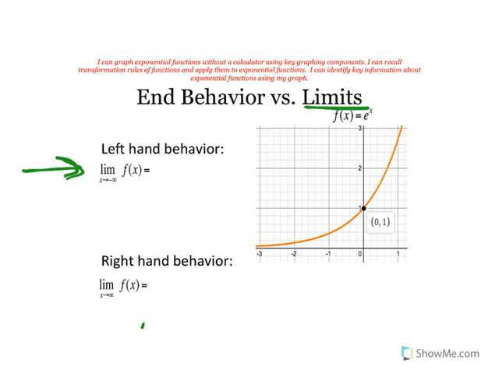So this statement is read, the limit as x approaches negative infinity of my function. I will say that again. The limit as x approaches negative infinity of my function f of x. That is how this statement is read. So now that we know how it is read, the question becomes, what does it actually mean?